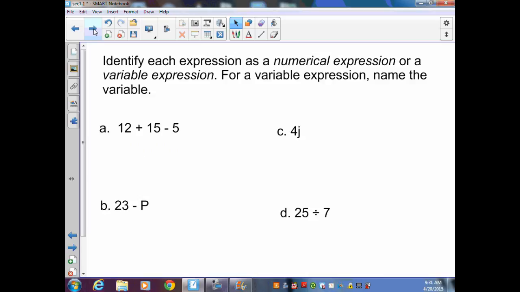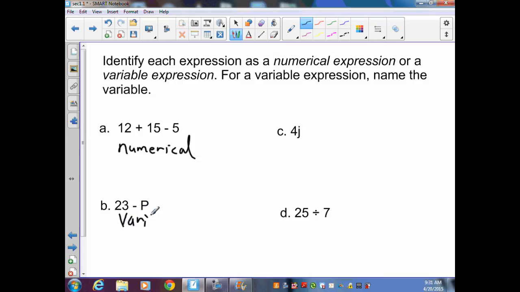In this problem, we want to identify each expression as a numerical expression or a variable expression. For a variable expression, we have to name the variable. Our first example, 12 plus 15 minus 5. This is a numerical expression. There are no variables in that expression. Our next one, B, I have 23 minus P. This is a variable expression, and P is my variable.